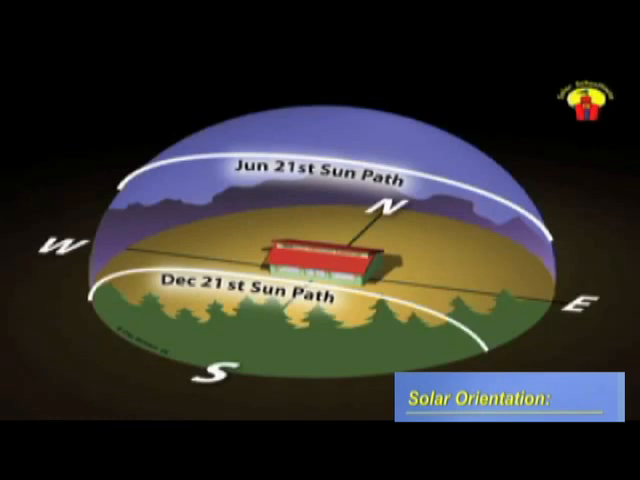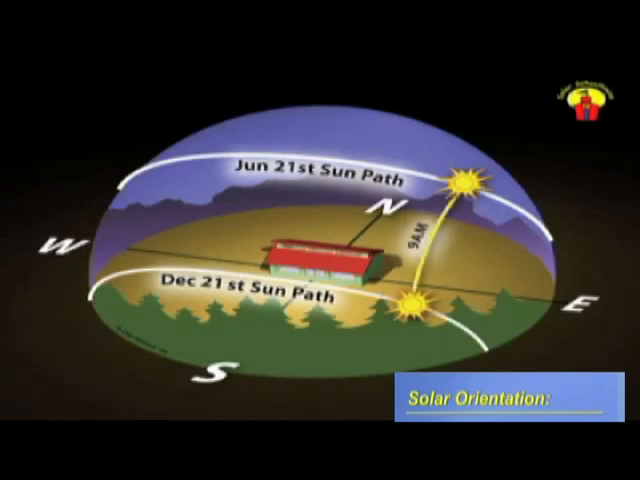Throughout the year, the sun's path will move up and down between these two extremes. We can now begin to chart where the sun will be at any time of day during the year at this location. At 9 in the morning on December 21st, the sun has risen in the east and is low in the southern sky. On June 21st, it's higher in the sky at this same time of day.